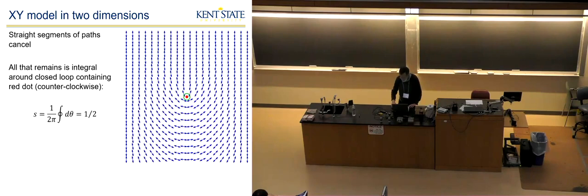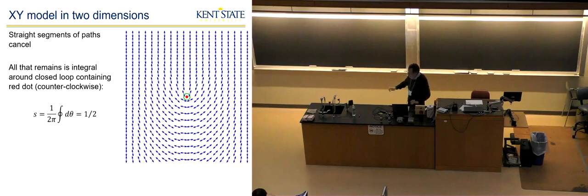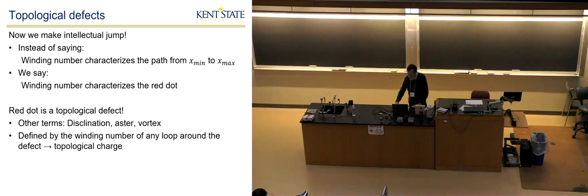All right. So, now we make a kind of intellectual jump. Right? So instead of saying that the winding number characterizes the path going from left to right, we can say the winding number characterizes the red dot. Okay? So the red dot is a special feature such that whenever you go around it in a full loop, you get a winding number of plus a half. Okay? Unlike any other place in the plane, if I make a loop somewhere else and go around there, it's a winding number of zero.